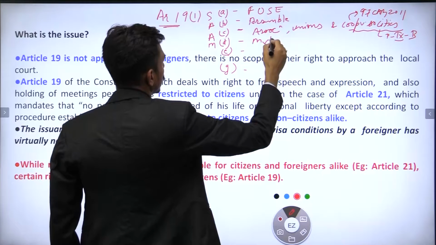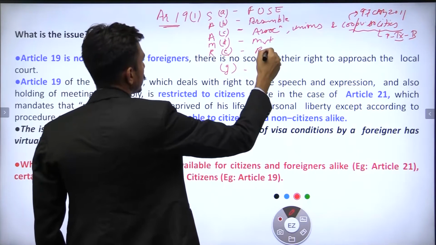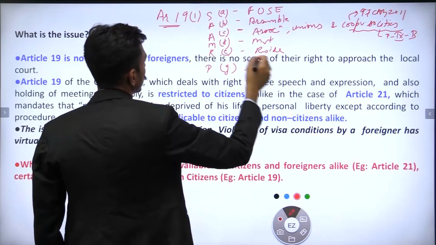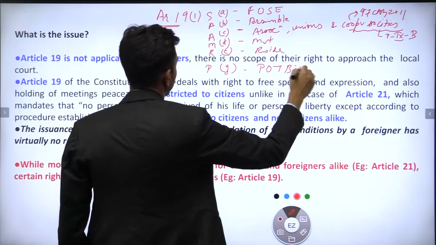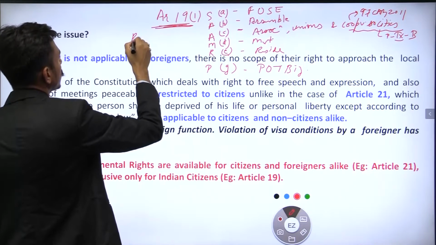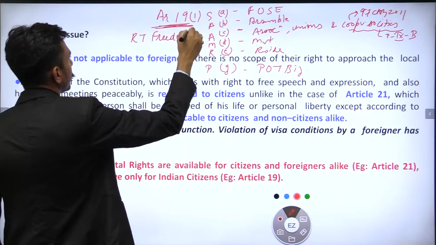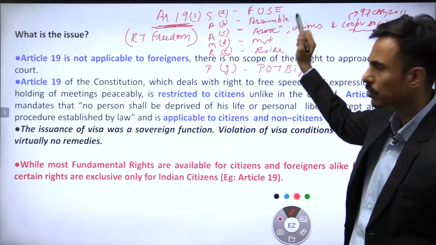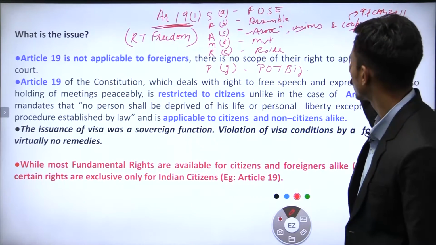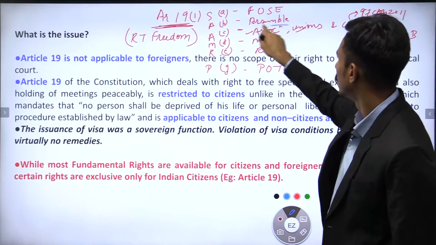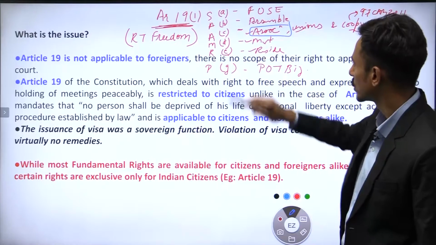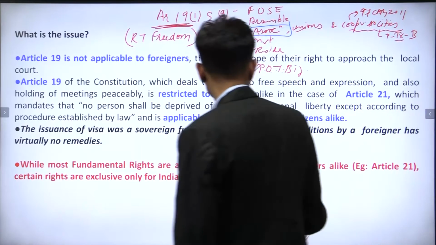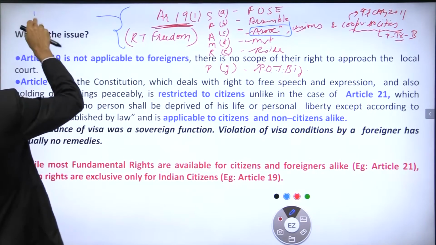Right to movement, right to reside in any part of the country, and right to freedom of profession, occupation, trade and business. So Article 19 clause 1 talks about the right to freedom. In this sense, freedom of speech and expression, freedom to assemble peacefully without arms, freedom to form associations, unions and cooperative societies, freedom of movement, freedom to reside in any part of the country, and freedom of profession, occupation, trade and business are all restricted to Indian citizens.